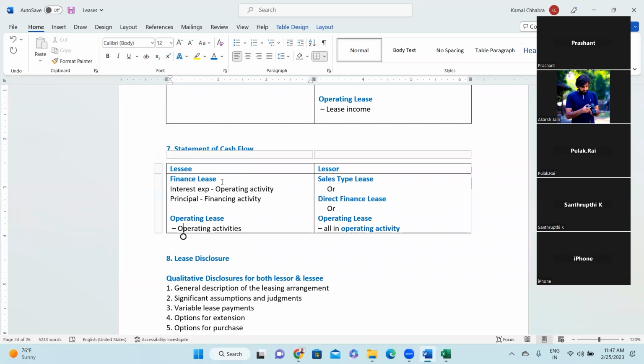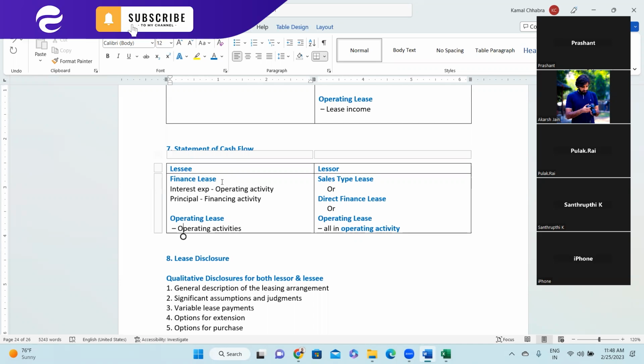No, there are two things: interest income and interest expense. Interest expense, if you see in the cash flow statement, comes in operating activity. Interest income, if it is part of your normal business, then it comes in operating, otherwise it goes in financing. But interest expense is generally an operating activity if you see the cash flow statement. Okay, sir.